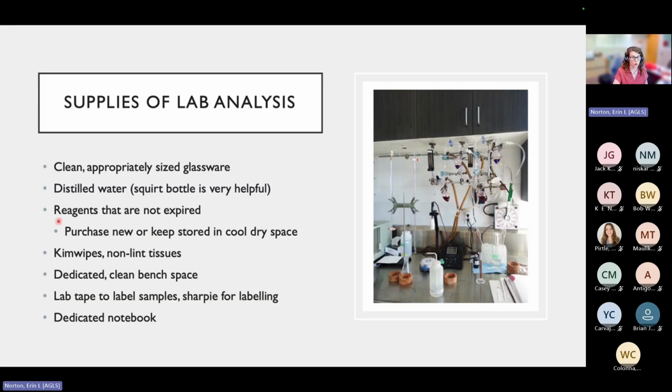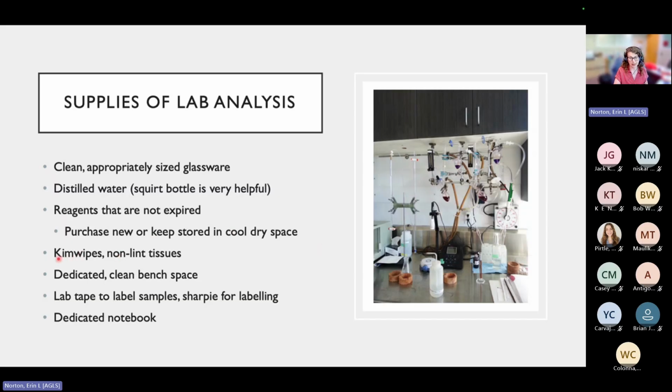Keep them in a cool, dry space, perhaps in a cupboard underneath or above, but do make sure that they are stored appropriately and not left. If you're beside a window, this lab looks like it's beside a window, don't let the hot sun be shining on those reagents.